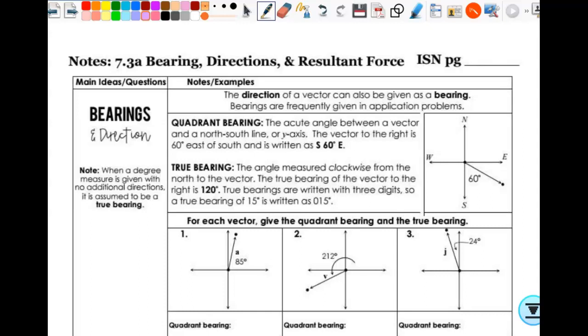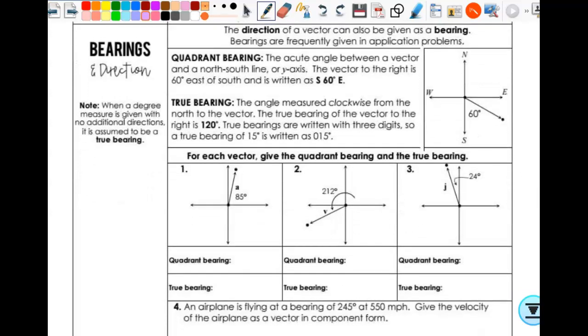Today we are going to apply some of the vector stuff that we've been talking about, but first we are going to review bearings and directions. We did this when we did law of cosines, so we just need to refresh our memories: the direction of a vector can also be given as a bearing, and we usually use beta for the bearing. They are frequently given in application problems, okay? And that's also why we're in degrees, because it just makes more sense with that stuff.